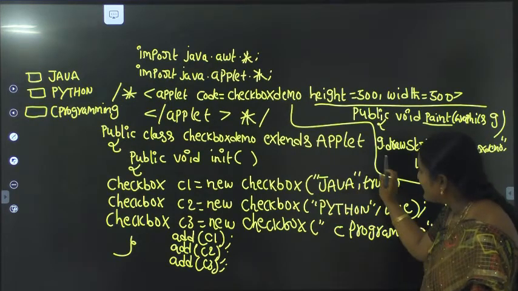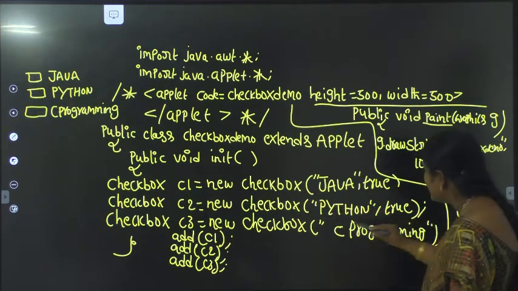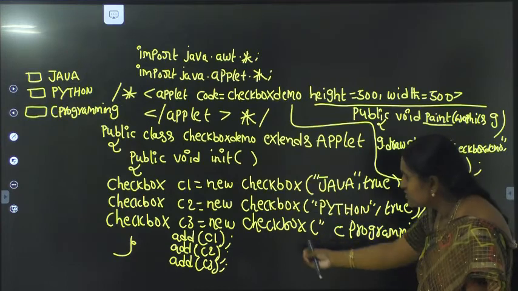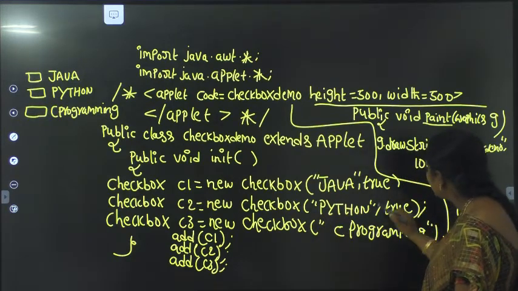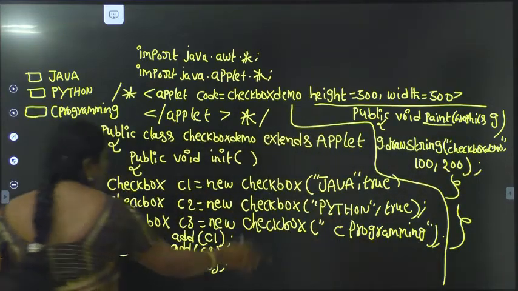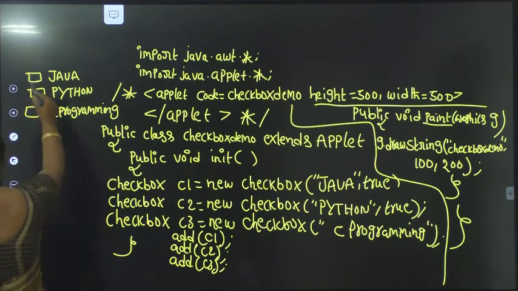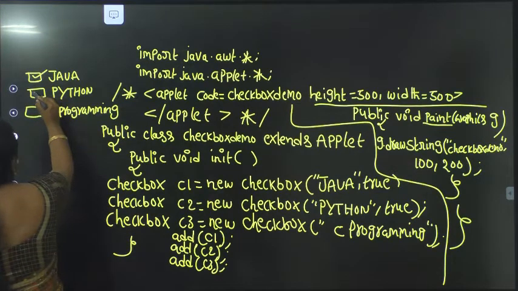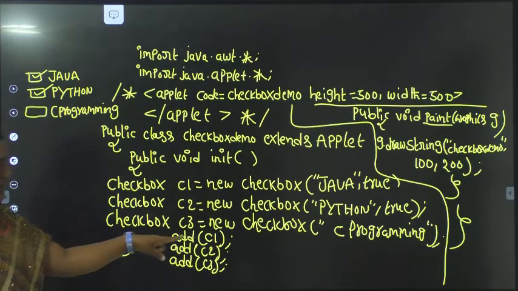The true argument is passed to this checkbox constructor. Here, in the C2 checkbox also, in a similar way, I am passing the true argument to the checkbox constructor. After changing these two, whenever you compile and run this program, initially these two checkboxes are selected. Next one, checkbox C3 equal to new Checkbox C programming.